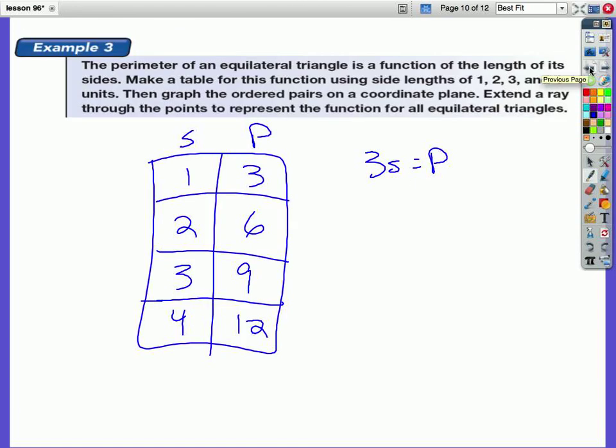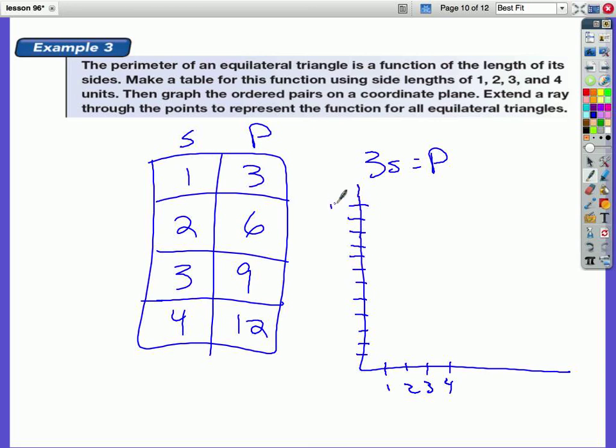Now, I missed my chart, so I'll just have to make one here. We have 1, 2, 3, 4. Okay, I just numbered the numbers I'm going to use to make it quicker here. So I'm going to graph all these points from my table, and starting at my origin, I should be able to draw a ray that goes right through all of those points. Okay, and that represents the function for all equilateral triangles.